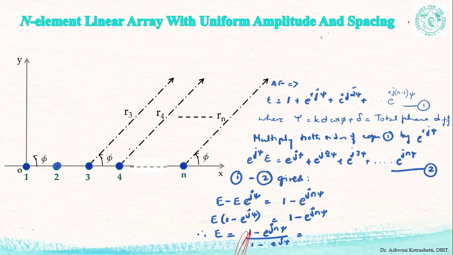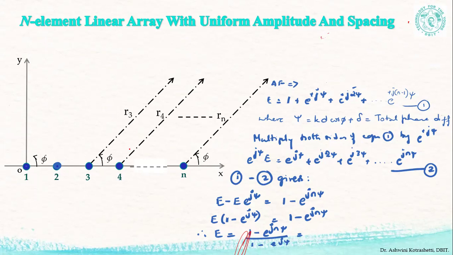Because what is psi? Psi is kd cos phi plus delta, it's written in the line below. The next element is d distance away, so there will be a phase shift of kd. Then delta is the phase shift if we are giving one. Now, if I am giving the same phase, then delta will be 0. If I feed them at a phase shift of pi, then delta will be pi. Are you understanding? But here, if I'm saying same amplitude and same phase, delta will be 0.